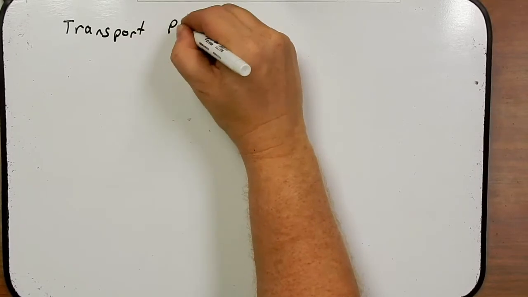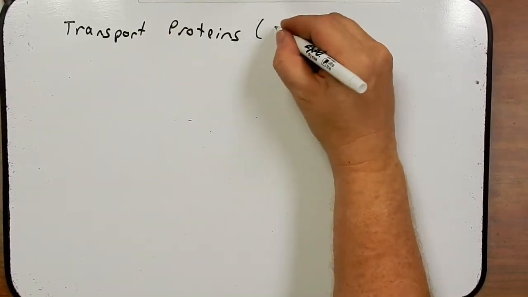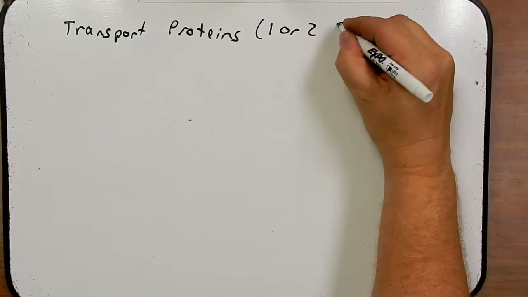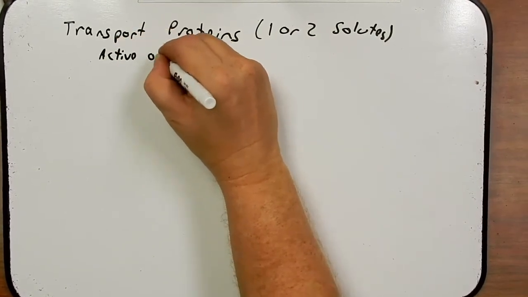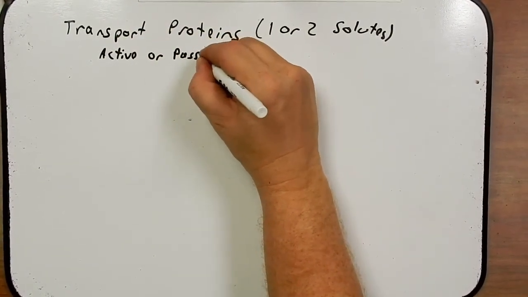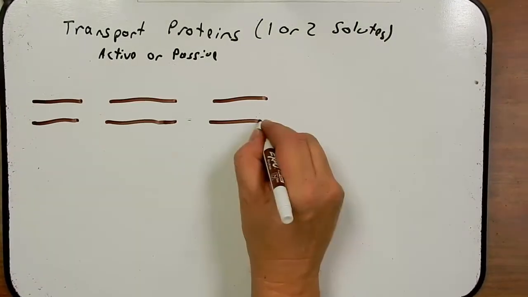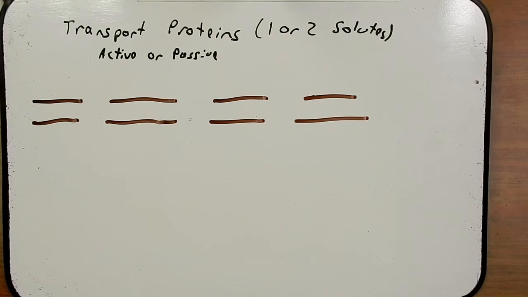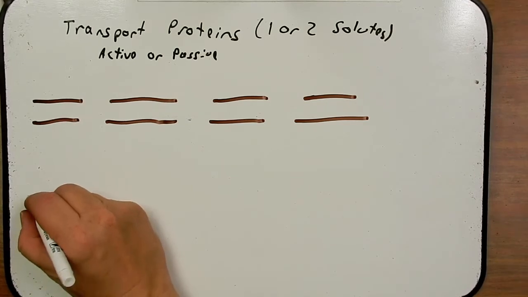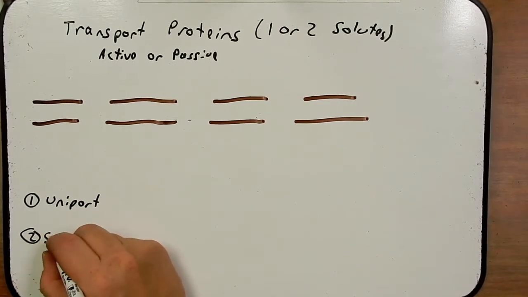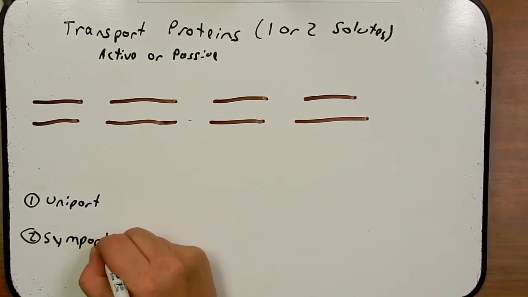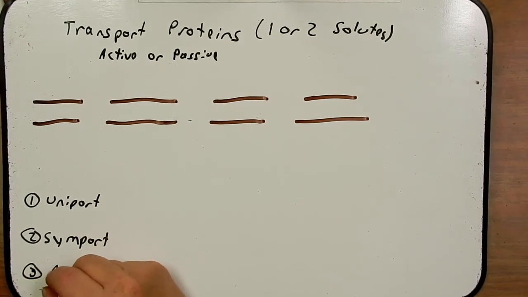Okay, I want to talk about transport proteins again, and how they can carry one or two solutes. They can do this with either active or passive transport. So let's draw our membranes like so. And now I want to spell out the three kinds of transport proteins that I want to talk about. The first one is uniport. The second one will be symport. And then this last one will be antiport.